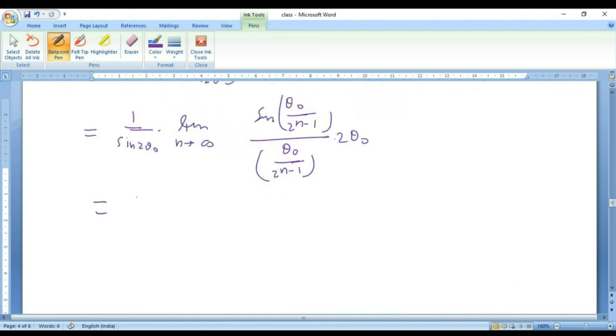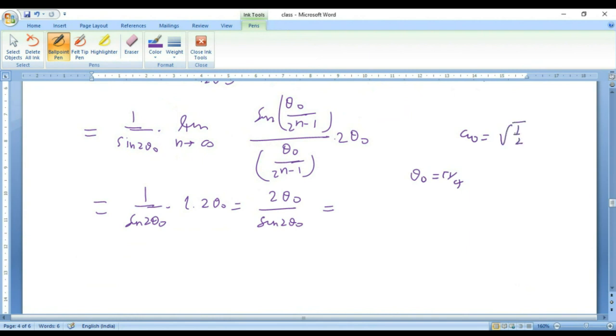So now our answer comes: it is 1 over sine of 2 theta naught times this limit, which is 1, and this is 2 theta naught. So our answer becomes 2 theta naught over sine of 2 theta naught. Now let me recollect what theta naught was. Theta naught was pi over 4, if you remember, because a naught was square root of 1 over 2. That was cos of theta naught. So that is pi over 4. So 2 times pi over 4, and upon sine pi over 2, that is 1. So this is pi over 2 upon 1. So our final answer becomes pi over 2.